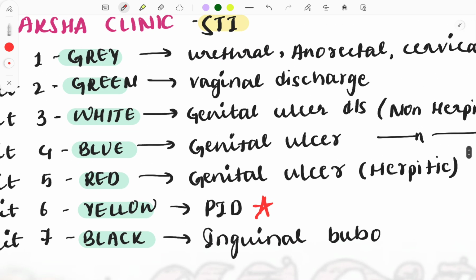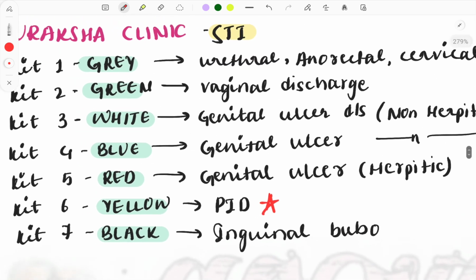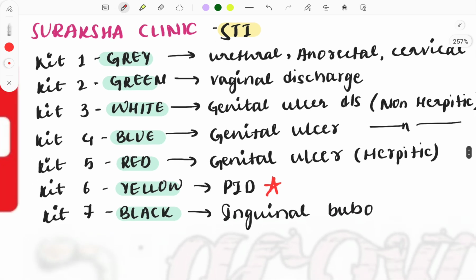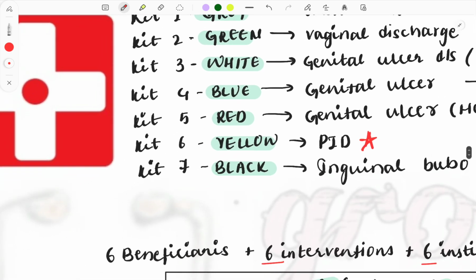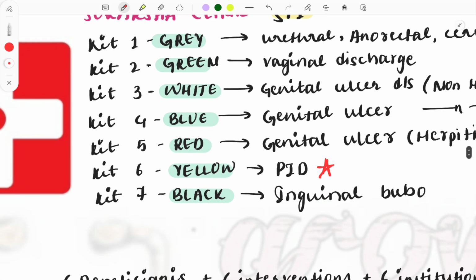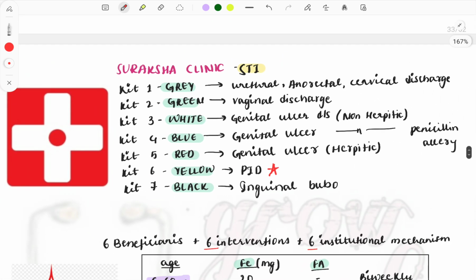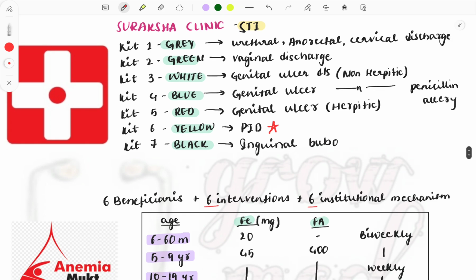तो vaginal discharge देख के green mark मत कर देना. Green will be given just if there is vaginal discharge, but if along with that the patient has abdominal pain also, then we will be giving the black color. Then yellow color, sorry, black is for the inguinal bubo. Okay, so this is the full table which you must learn by heart.